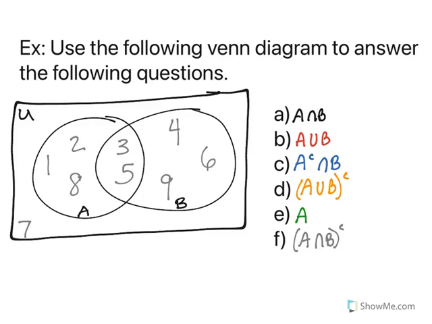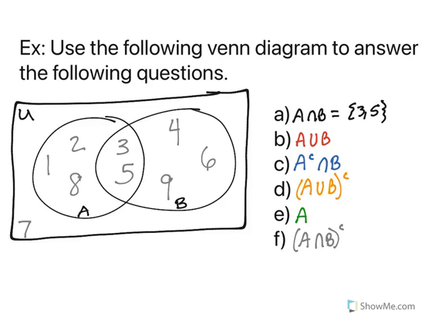All right, so let's use the following Venn diagram to answer the following questions. There are 6 of them. We are going to first find A and B. Remember, A and B is the shared space. So the shared space is right up in here. Therefore, A and B would be the set 3, 5.